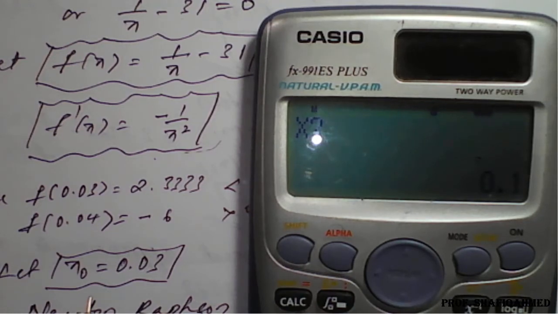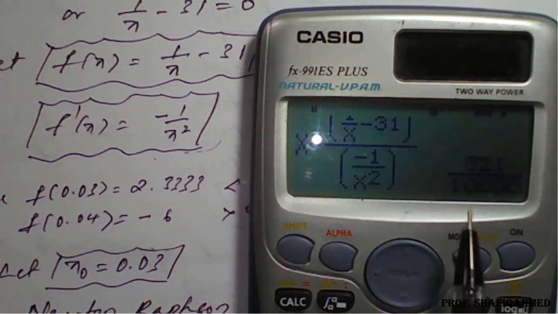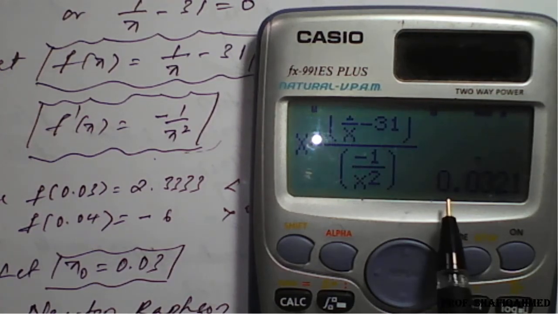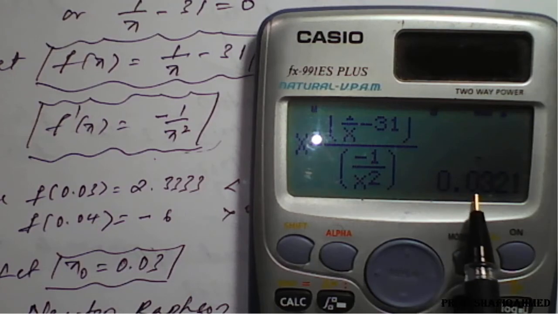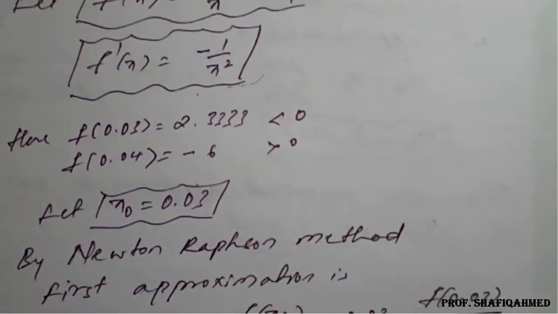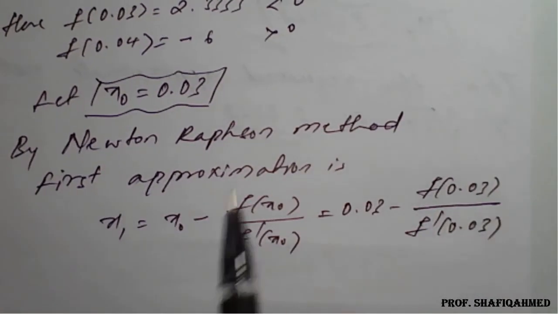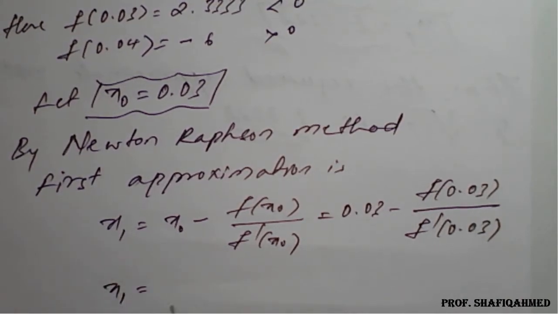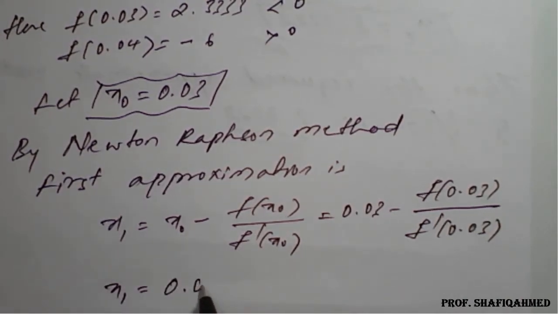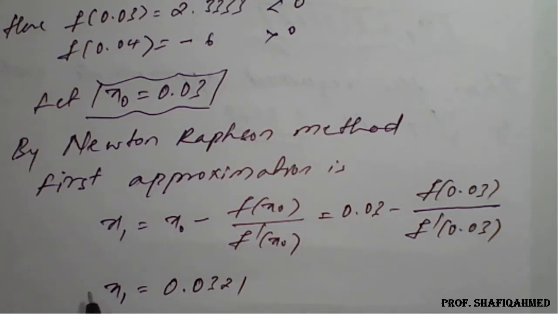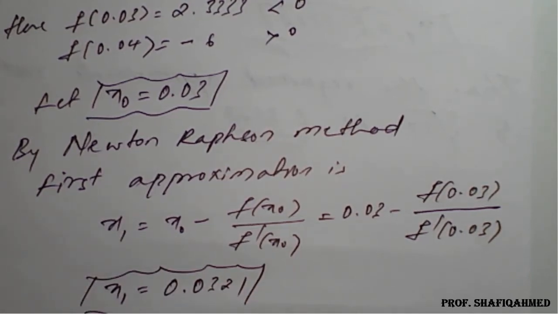So we know that our x naught value is 0.03. So if you give 0.03 as the initial value, what answer are we getting? Just check. So the first iteration is 0.0321. So x1 is equal to 0.0321. So this is the first approximation.